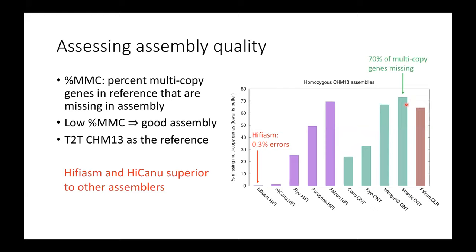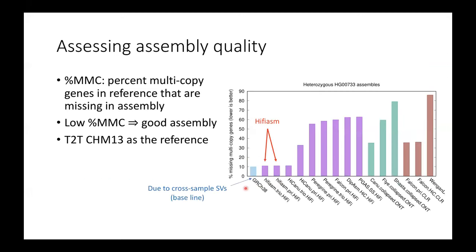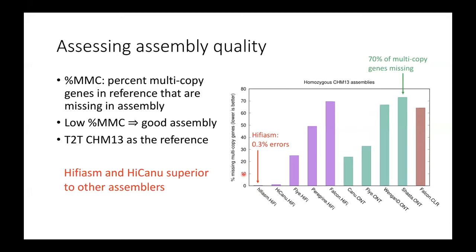You can see some assemblies miss lots of them. But if you look at HiFi-Sam and HiKanu, they miss less than 1% of these genes. They reconstruct most of the genes fully. HiFi-Sam, HiKanu and IPA can do the same. And that was on the homozygous T2T telomere to telomere 713 assembly.